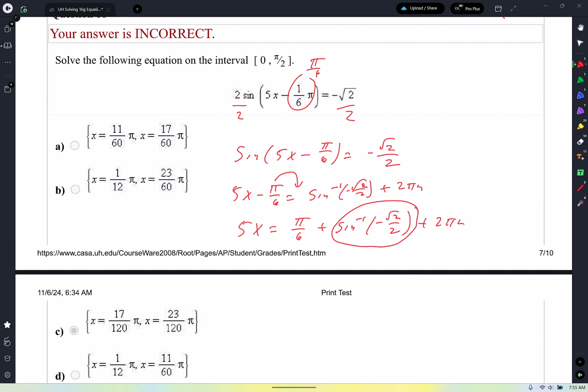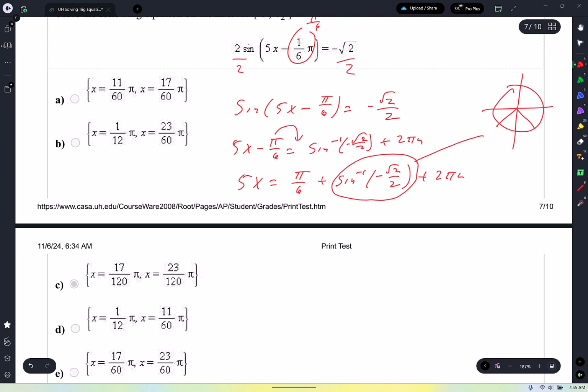I know that arc sine of negative square root of 2 over 2 happens twice on the unit circle. So that happens down here and down here. So that's how I'm going to differentiate this. So let's do the one in quadrant 3 first. That's going to be the 5 pi over 4. So 5x equals pi over 6 plus 5 pi over 4 plus 2 pi n.